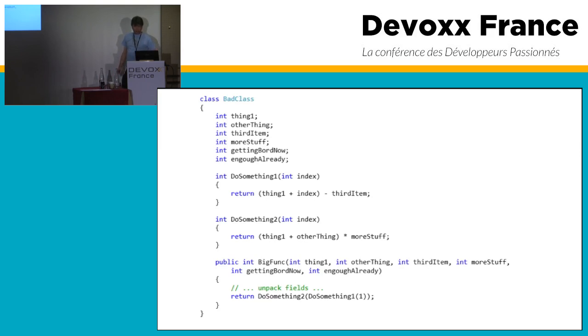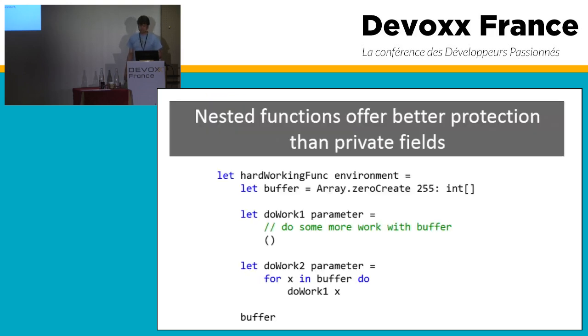So the workaround people tend to do in object-oriented languages is they use fields as an alternative. So they have the big function capture all the data, they unpack all that data into fields, and then they have the little sub-functions share that. And that can work okay sometimes, but you do get problems with scope that I will come to later.